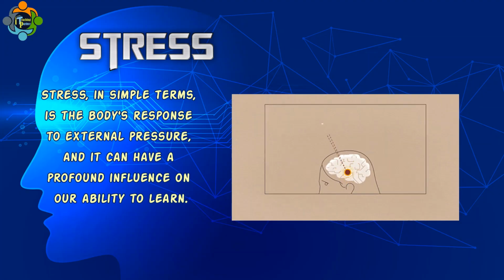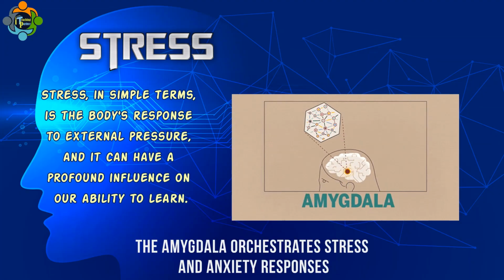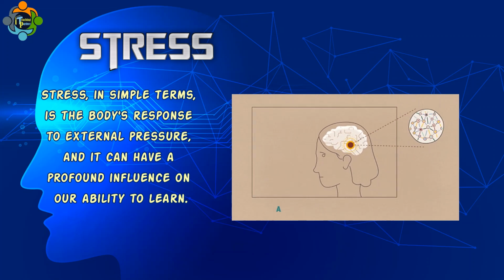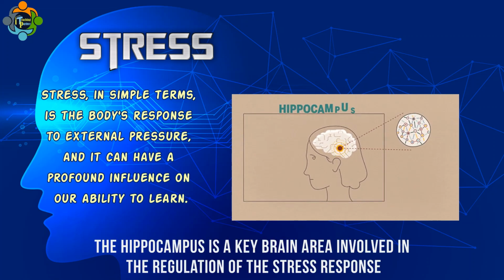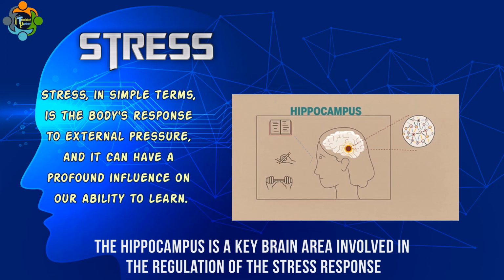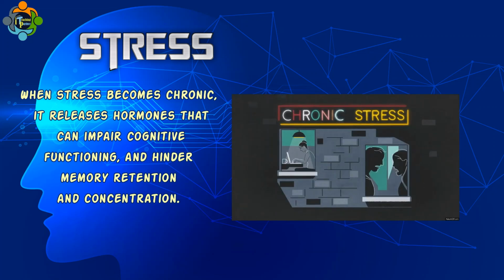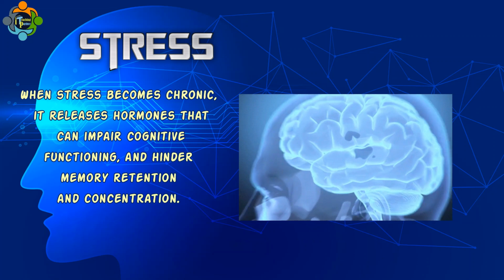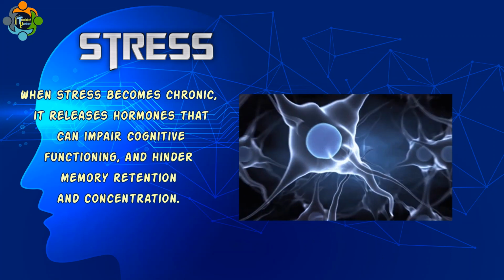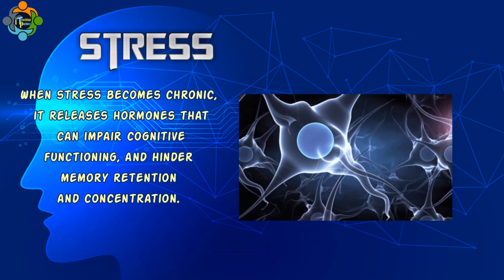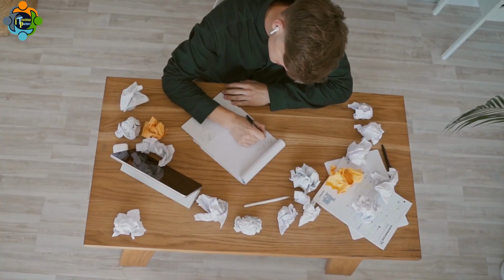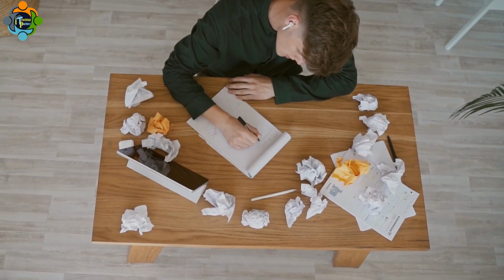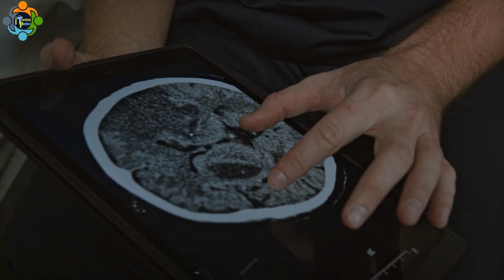Stress, in simple terms, is the body's response to external pressure, and it can have a profound influence on our ability to learn. When stress becomes chronic, it releases hormones that can impair cognitive functioning and hinder memory retention and concentration. Now that we know how stress can hinder learning, let's explore its specific impacts.